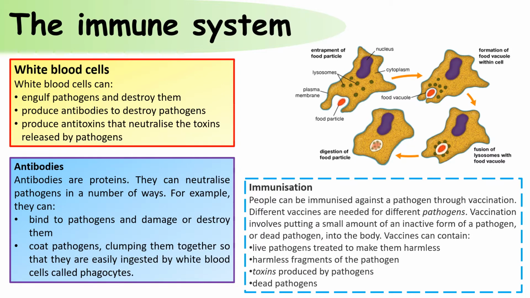The final part of this section is looking at immunisation. People can be immunised against pathogens through vaccination. Different vaccinations are needed for different pathogens. Vaccination involves putting a small amount of an inactive pathogen or dead pathogen into the body. Vaccines can contain live pathogens treated to make them harmless, harmless fragments of pathogens, toxins produced by pathogens, or dead pathogens.